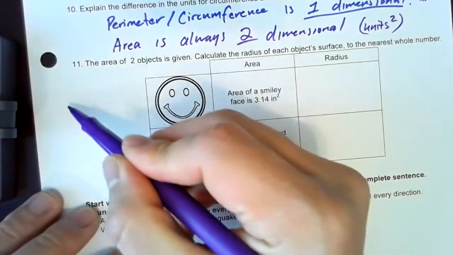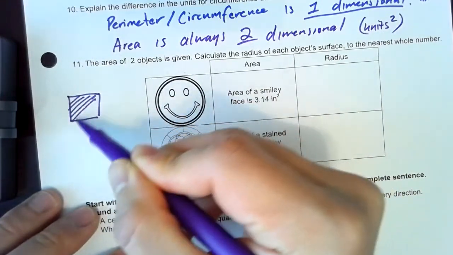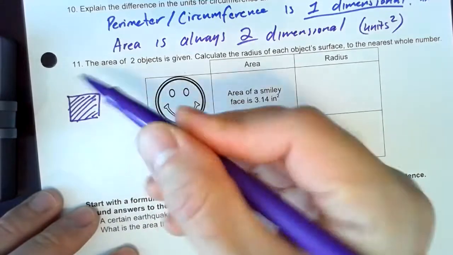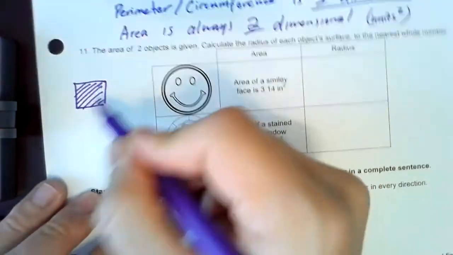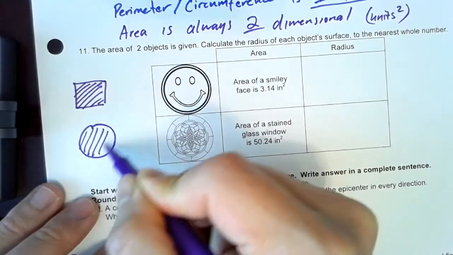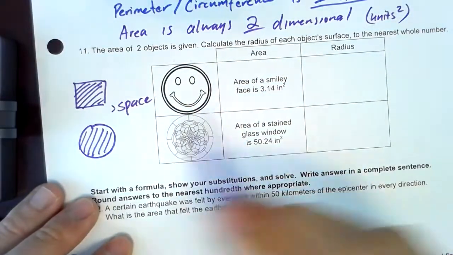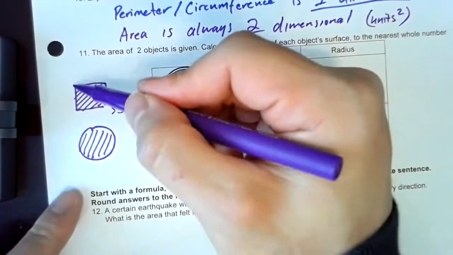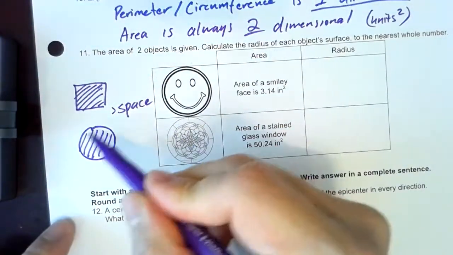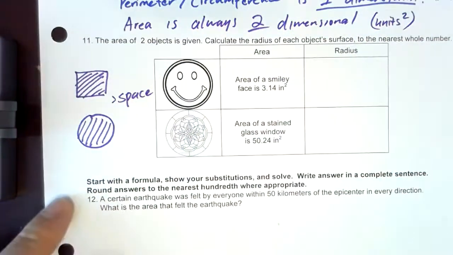Area is the space inside of an object. Perimeter is just the outer edge of the object. It doesn't matter what the object is, if it's a square or a circle, the area is the space. That's why it's two-dimensional, because you have to do it by the length and the width, or in the case of a circle, you do the radius times the radius, okay?